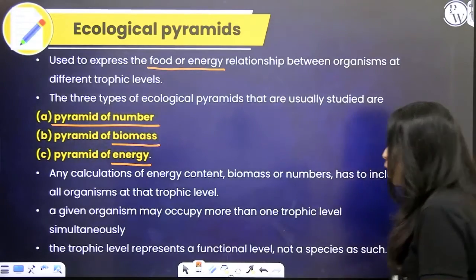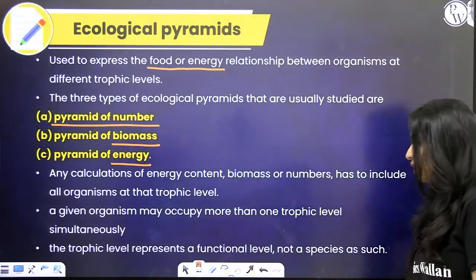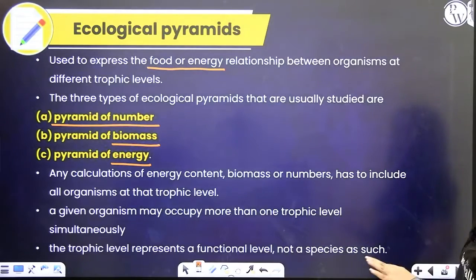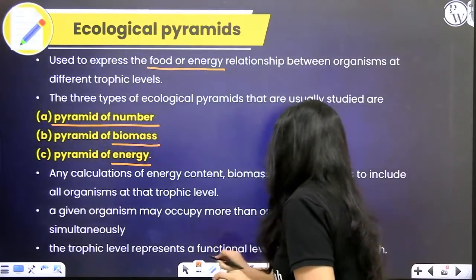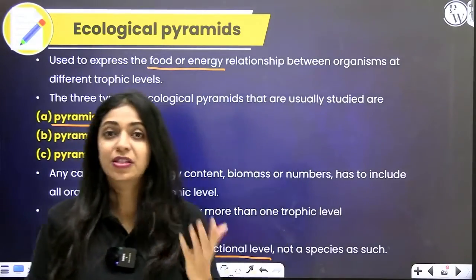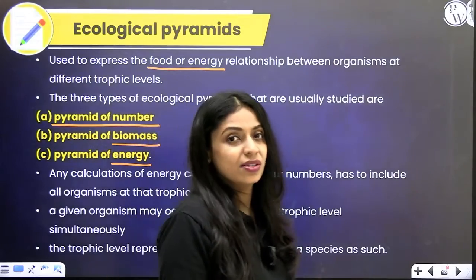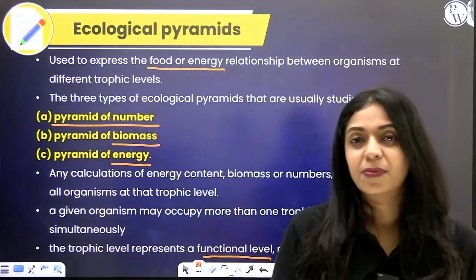One thing is that some organisms may occupy more than one trophic level simultaneously. Therefore, this trophic level that we're talking about represents a functional level and not a specific species as such. For example, if you consider a sparrow, it will feed on worms, it will feed on nuts.